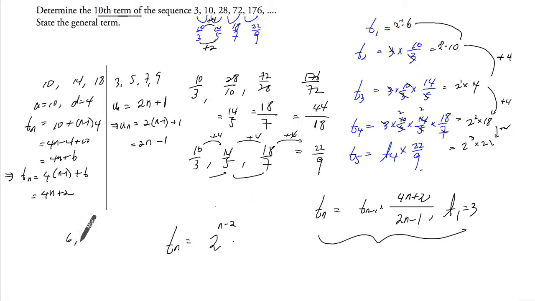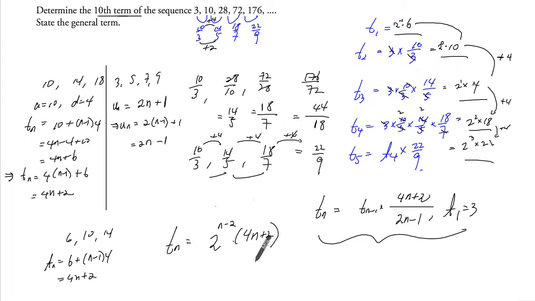6, 10, 14. This is an arithmetic sequence. So the term is going to be 6 plus, the common difference is 4. So 4n minus 4 plus 6 gives you 4n plus 2, right? So if n is equal to 1, we get 2 to the power of negative 1 times 6. When n is equal to 2, we get 2 to the power of 1 times 10. It gives you exactly what we have here. So that's the general term.